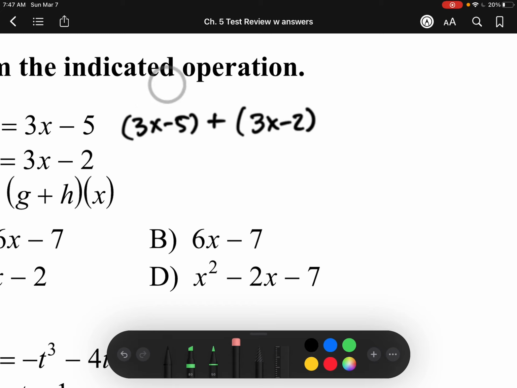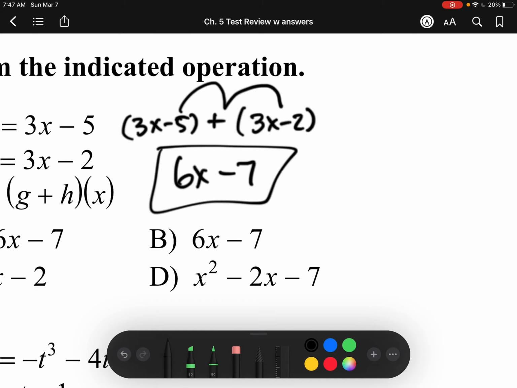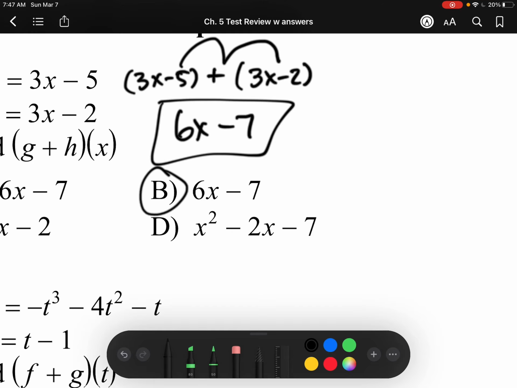So these ones are pretty simple, right? Because we're just going to be combining like terms. So I have 3x plus 3x, which is 6x. And then I have negative 5 plus negative 2. Negative 5 plus negative 2 is going to be negative 7. So my answer is 6x minus 7, which is option B, right? Pretty simple.